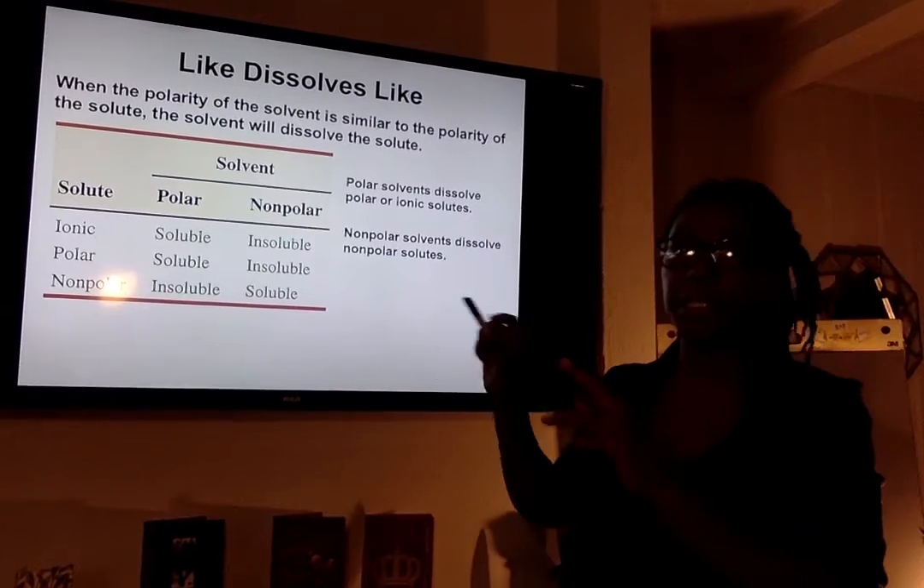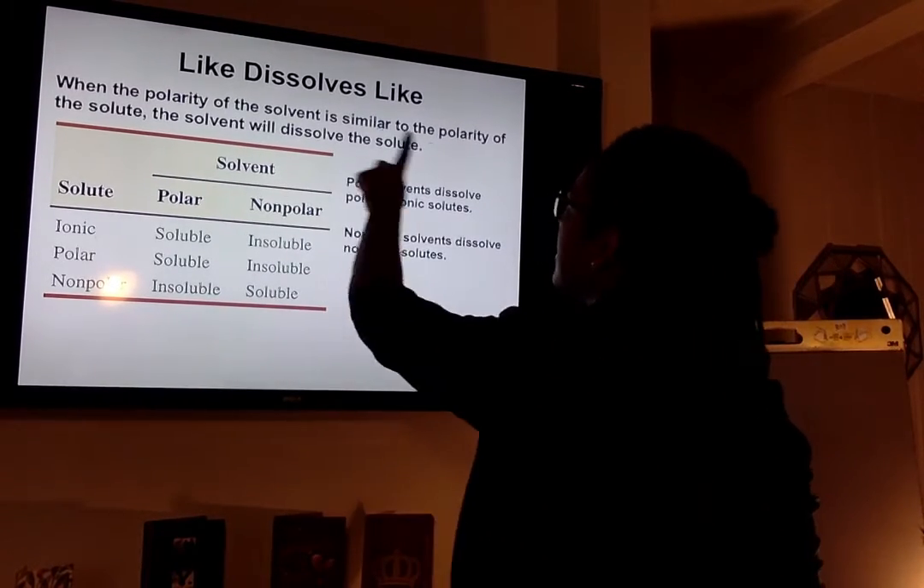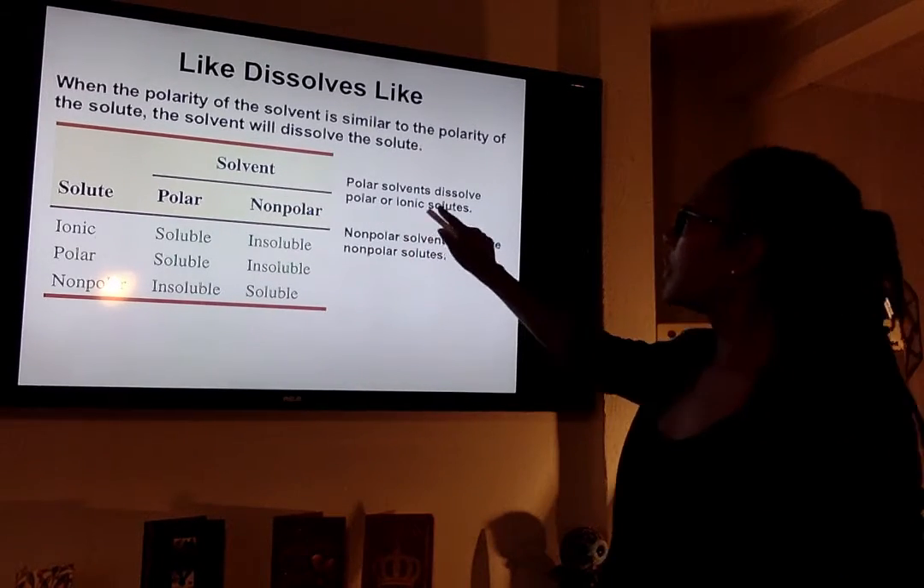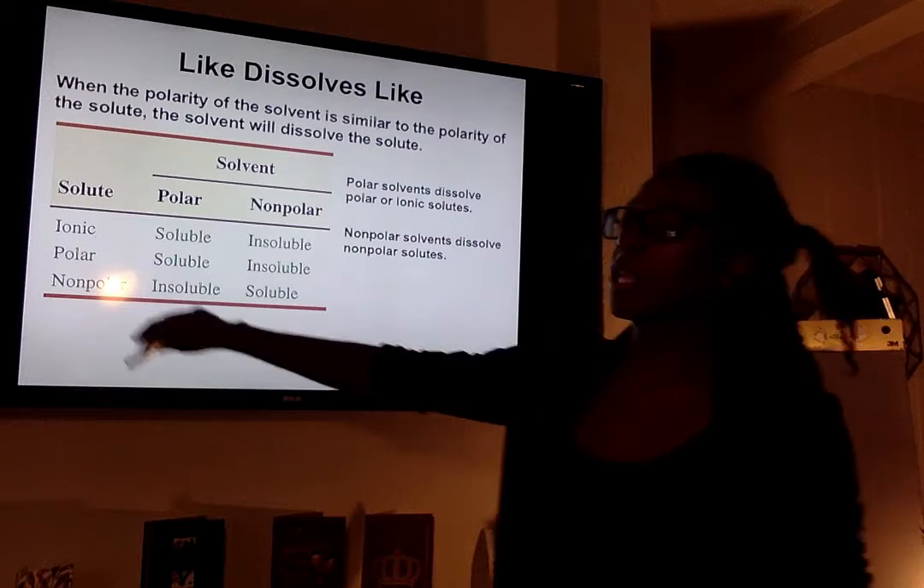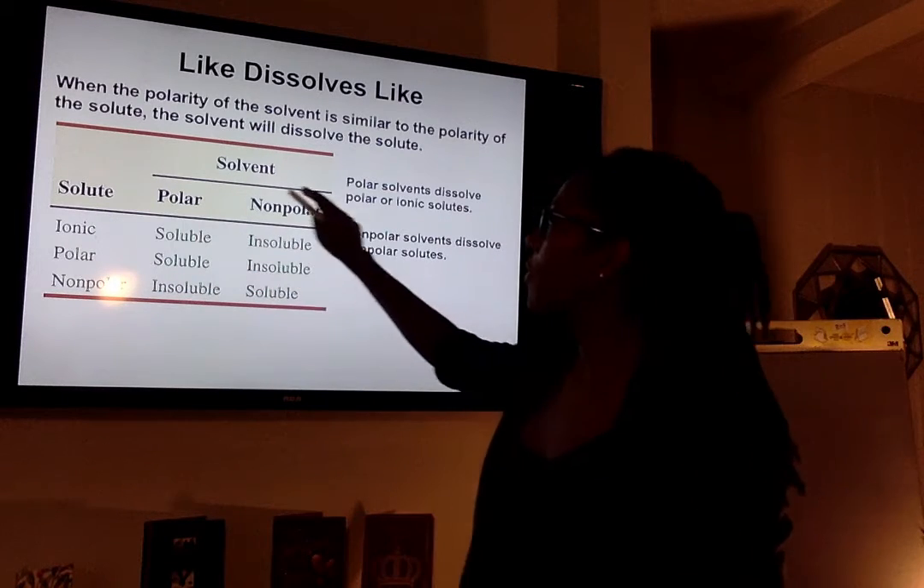Because what are we saying here? That like dissolves like. So polar solvents dissolve polar solutes. Here's your solute, here's your solvent.